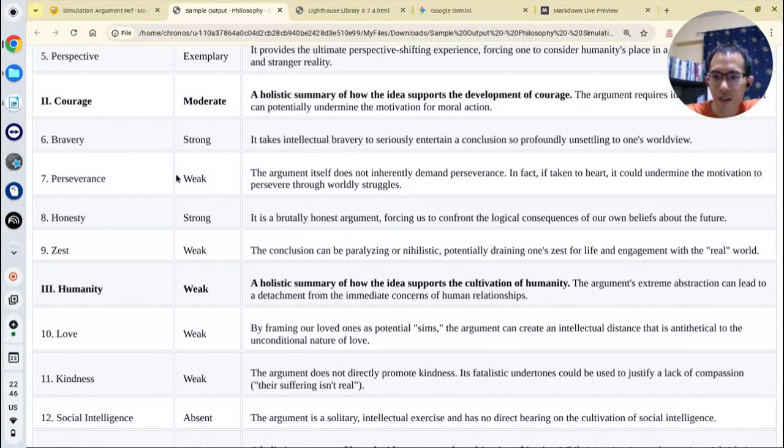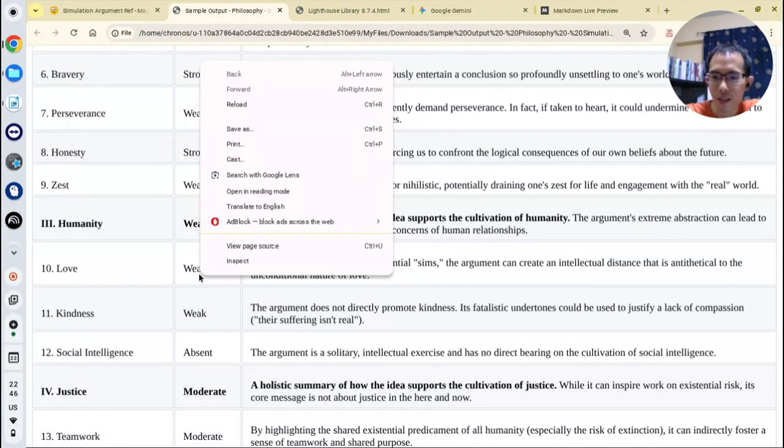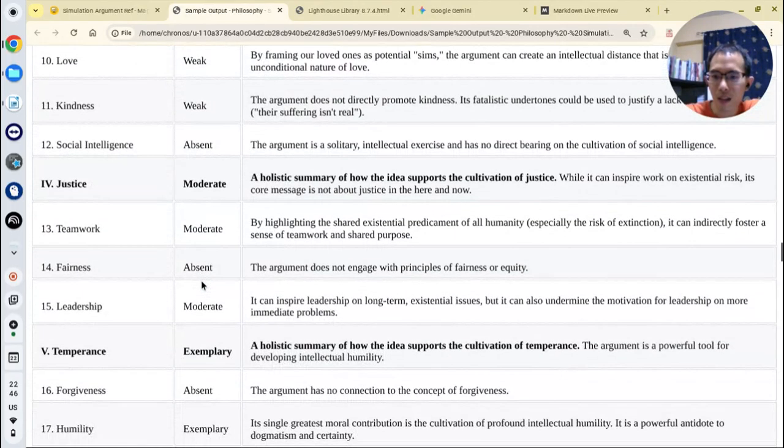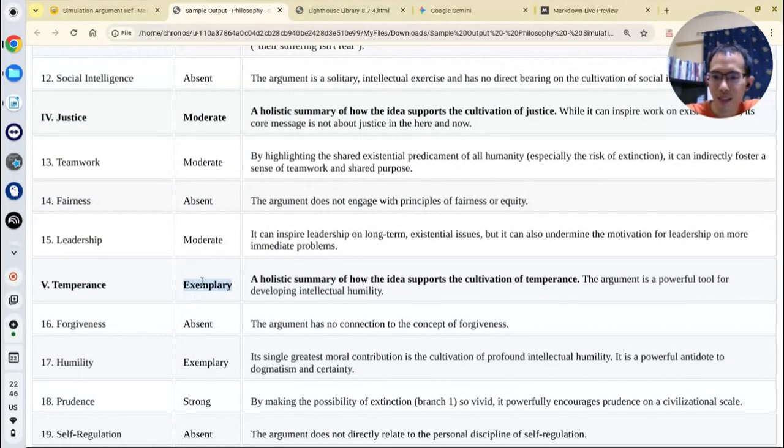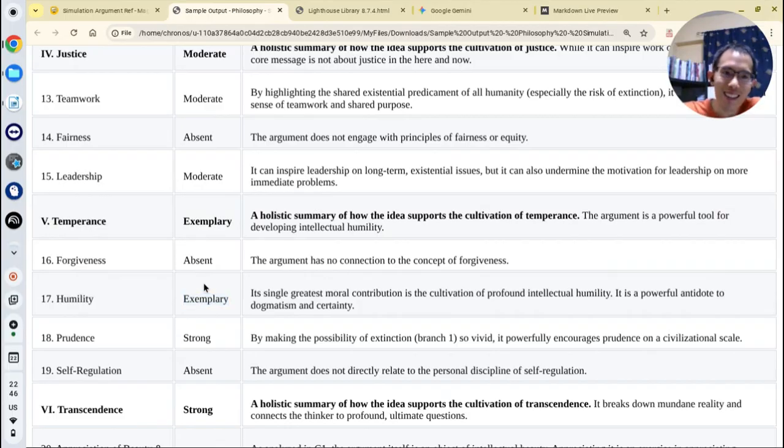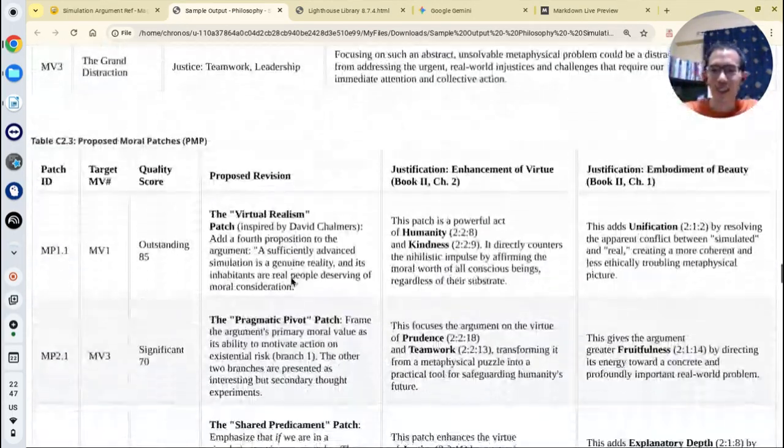In this case, it doesn't lead to a lot of perseverance, zest, love, or kindness. So it's got some limitation. But it leads to a lot of temperance and humility. So it tells you what the strengths and weaknesses of the argument are.